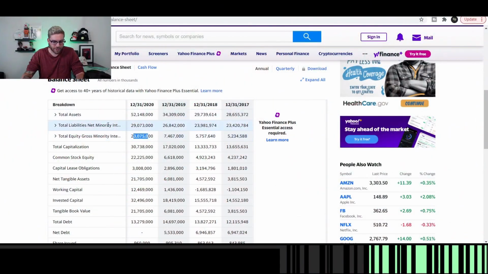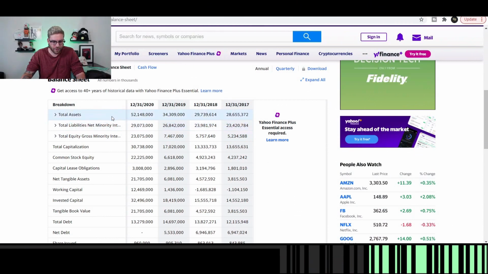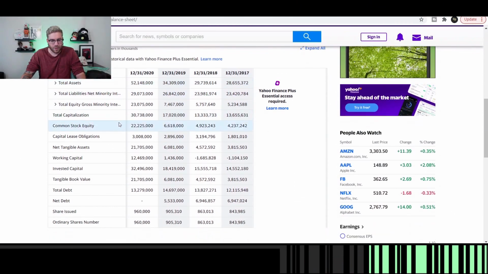We have clear assets over liabilities. That to me is a strong sign for a long-term swing or an investment. We can also see our total capitalization is higher than our total debt. So we have more money, way to go, than we do debt.